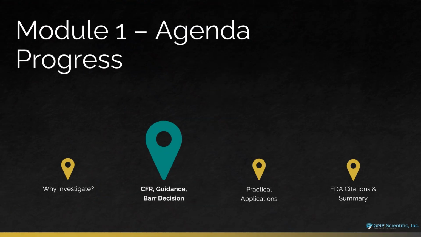We are now transitioning into the regulatory portion of the module. This includes the Code of Federal Regulations, FDA guidance documents, and the Barr decision. Together, these define what FDA expects when a discrepancy or failure occurs.